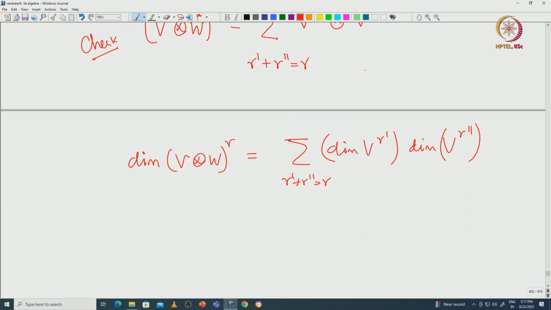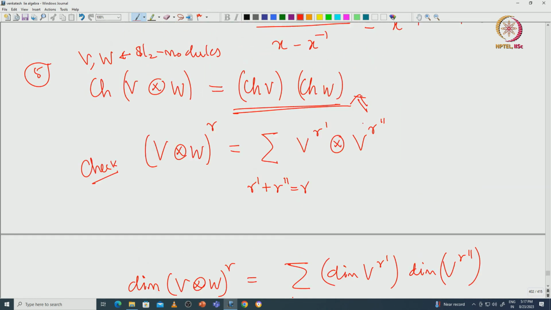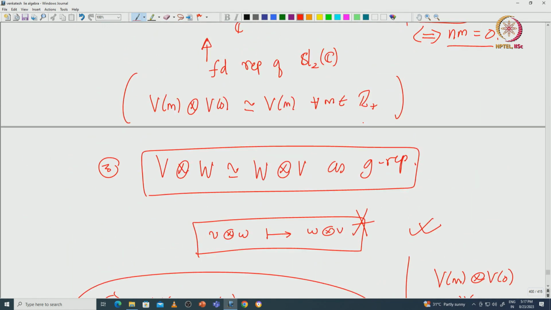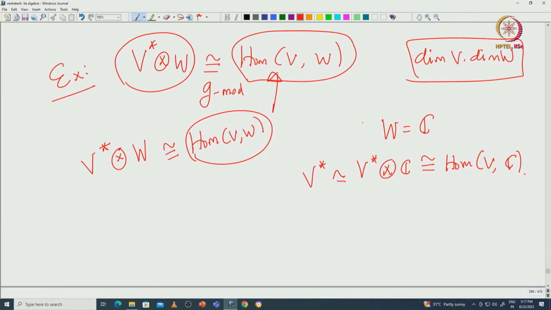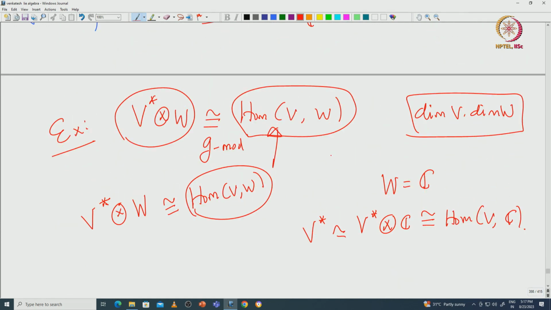I will stop here with all these exercises. Unless you revise the notion of tensor products, these exercises will be very difficult for you. So I recommend you revise the notion of tensor products and then do all these exercises. I will continue in the next lecture with the Gordan criteria for solvability and semisimplicity. Those are very important concepts.